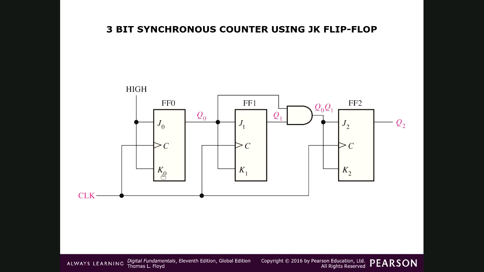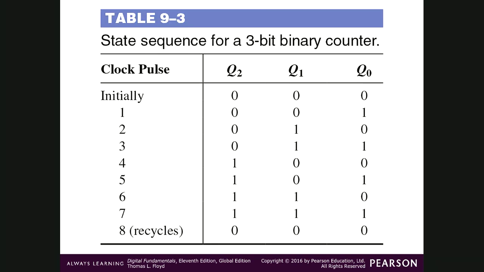So Q0 toggles each time, but Q1 does not toggle each time. Why? Because Q1 depends upon Q0. Whenever Q0 is 1, then only it is toggling. See the table here. Q1 will depend upon Q0.